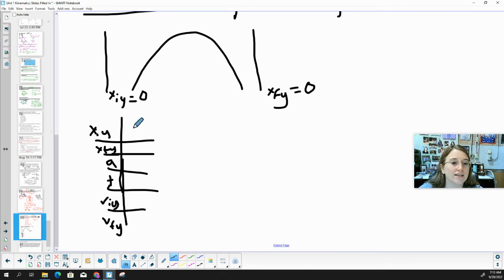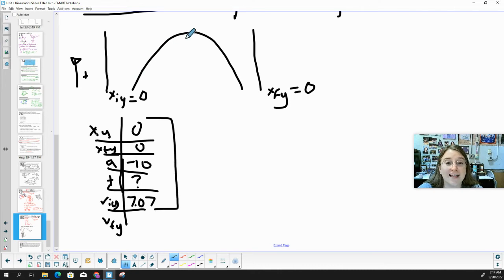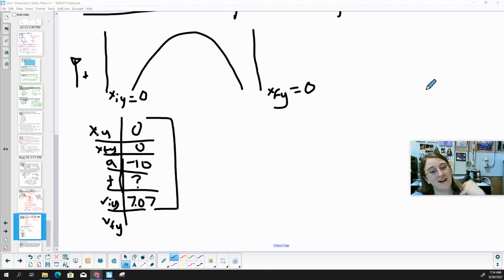Okay, my x initial in the y is 0. My x final in the y is 0. Once again, if I am calling upwards to be positive, I need to call acceleration negative. Time is question mark. We're trying to figure that out. My velocity initial in the y we already found was 7.07. So technically, I know my final velocity in the y, but I want you guys to do it this way with these variables. If you know what the velocity final in the y is, I might show that at the end, yeah? But go ahead and do it this way.